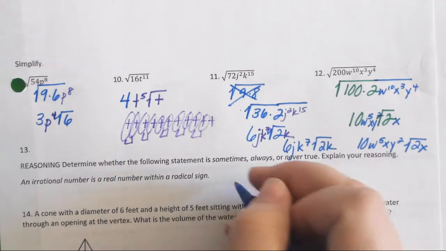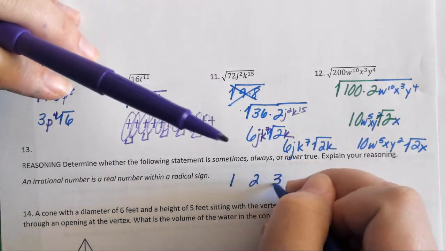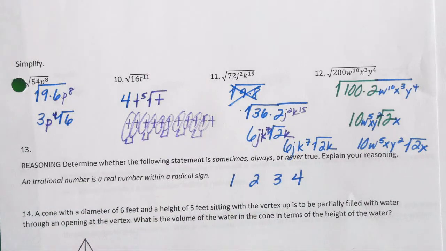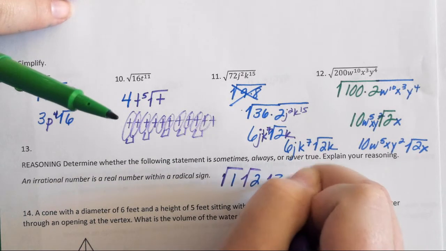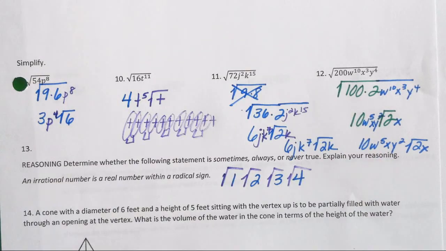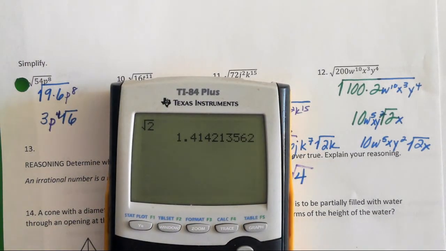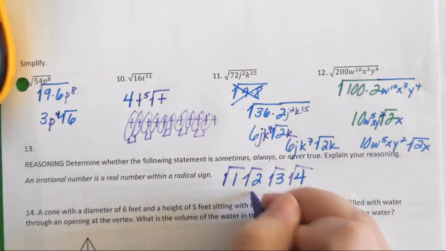So let's make a list of some real numbers we know. 1, 2, 3, 4. That's a couple of real numbers we know. Within a radical sign, so let's add a house to each of these numbers. Square root of, square root of, square root of, square root of. Okay, well, square root of 2. If you type that in your calculator, you do end up getting a non-repeating decimal. And it does keep going. My calculator stopped, but it keeps on going. So technically that is an irrational number. So it's true with the square root of 2.